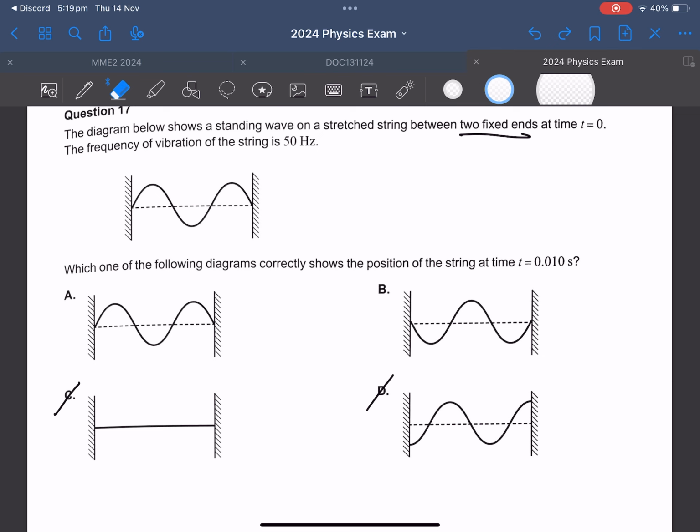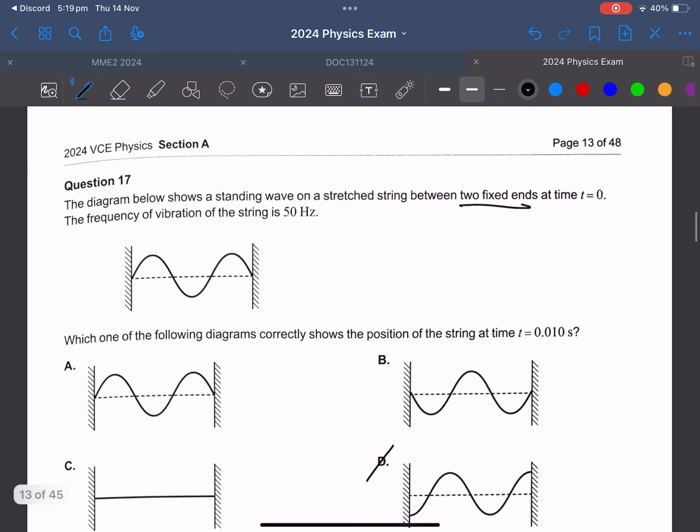Actually, it could be option C. Let's calculate the period first. Our frequency is equal to 1 on T, so that means our T is going to be 1 on frequency. So 1 on 50. That is going to give us 0.02. I'm just going to check. Okay, yes, I was right.